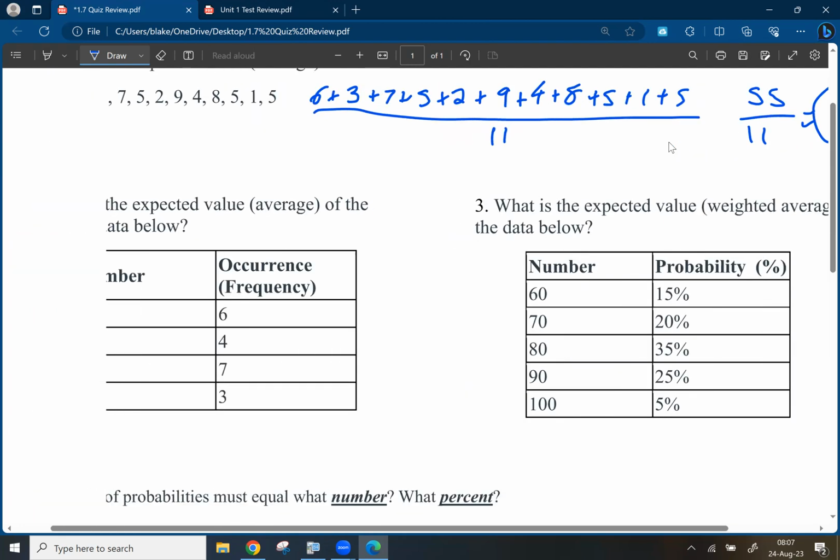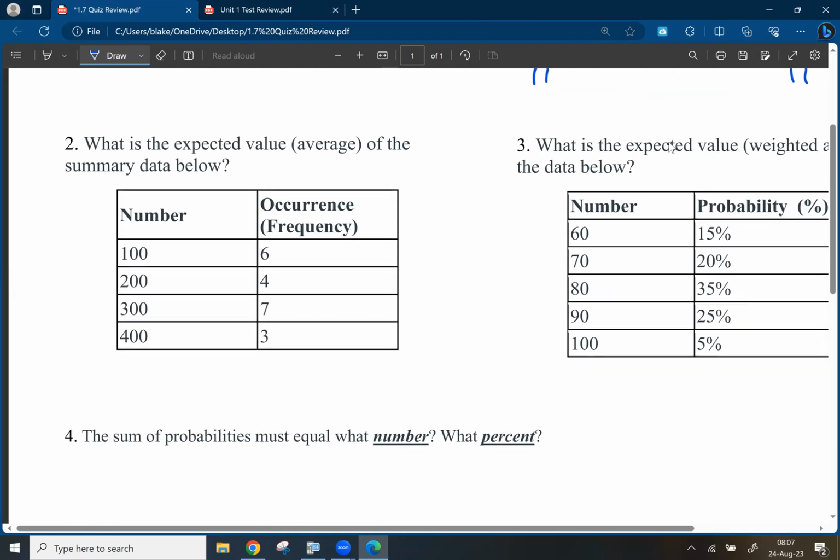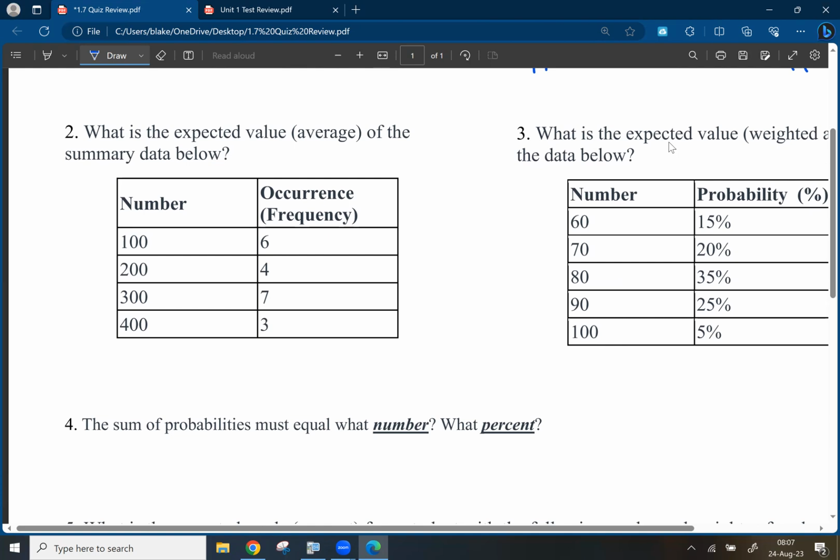All right, number 2. With number 2, the column on the right is our occurrences, but it's missing something. It's 6 occurrences, yes, overall, but it's still missing probability. So you have to think about how many occurrences there are in total here. If we add these all up, 6 plus 4 plus 7 plus 3, this is 20 occurrences.